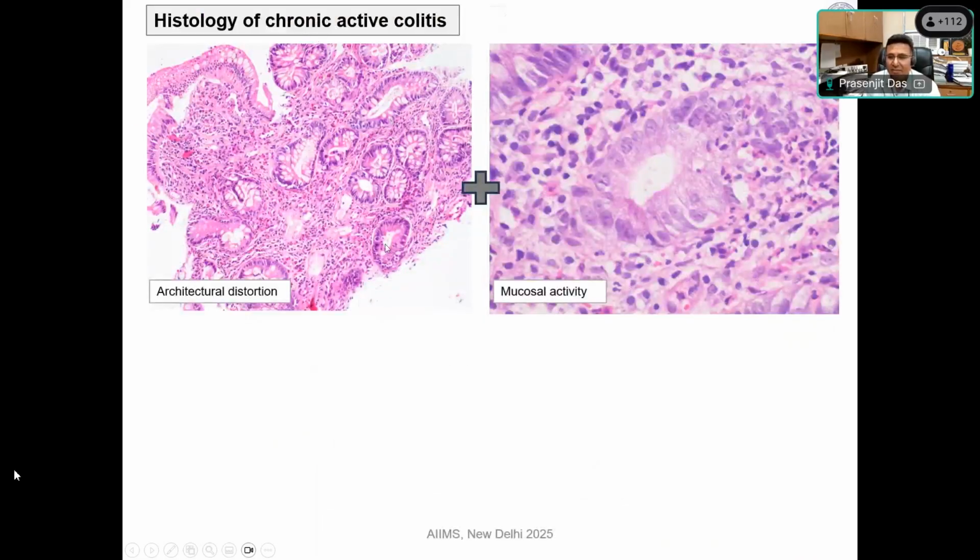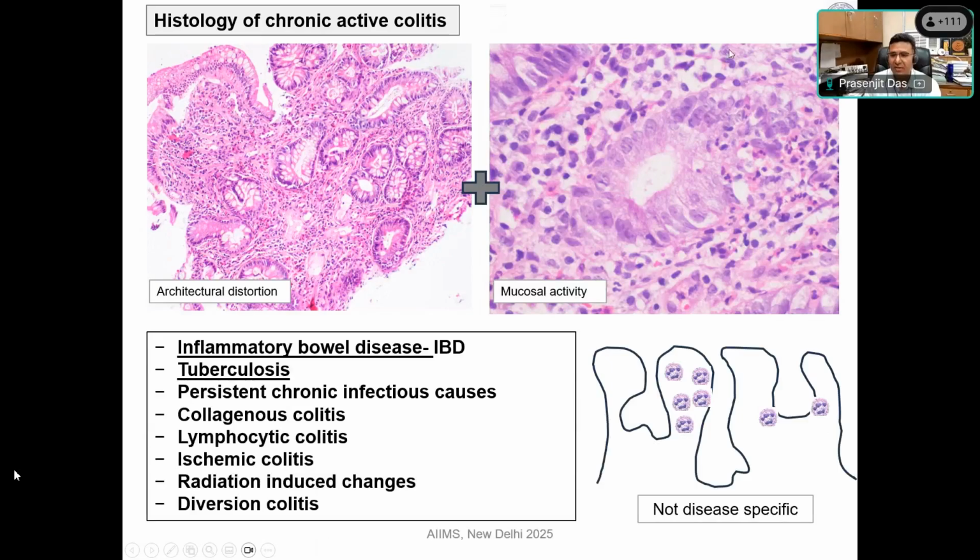Many a time you will see chronicity and the feature of activity present together. So what term do we use then? Chronicity plus activity, both features are there. Which term should we use? Anyone? So it is a chronic active colitis. Do you agree? The features of chronicity are there as well as activity. This type of scenario we call a chronic active colitis.